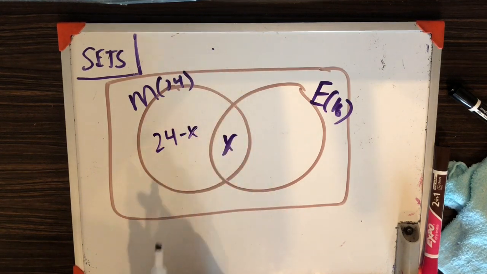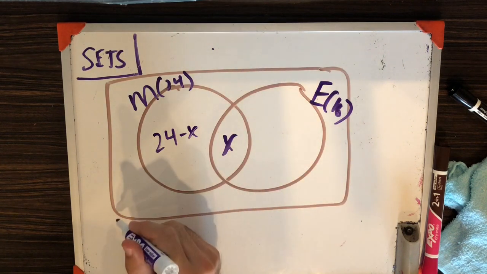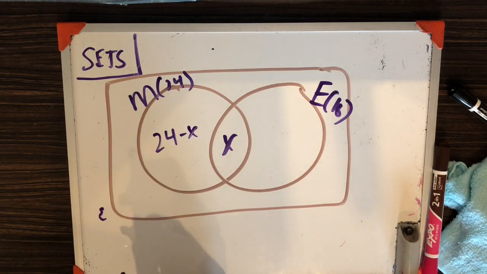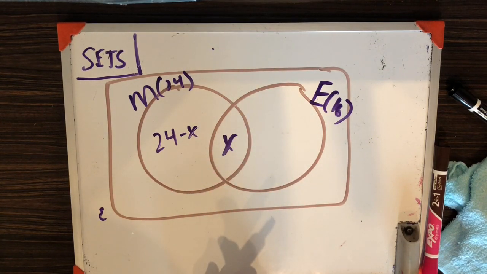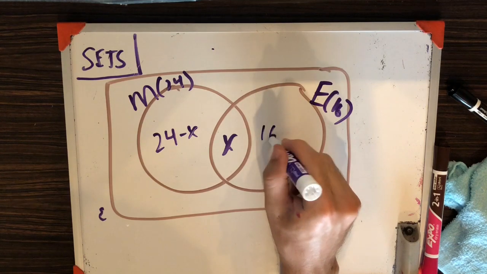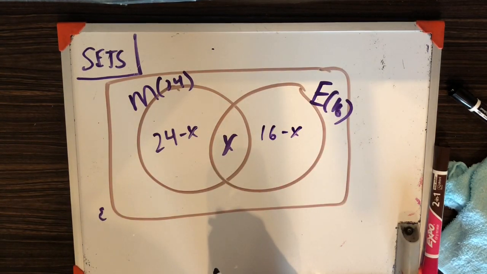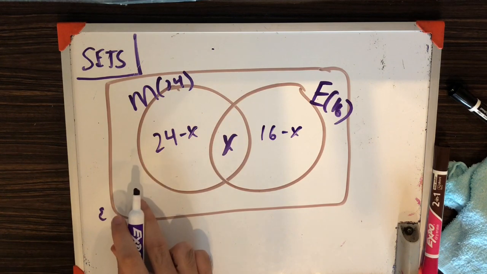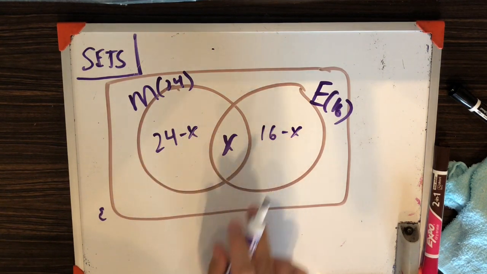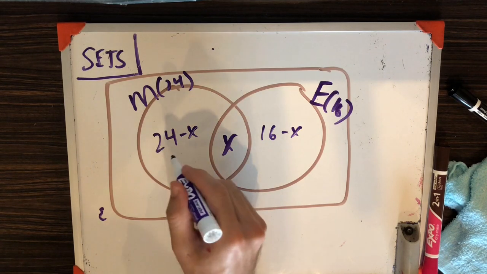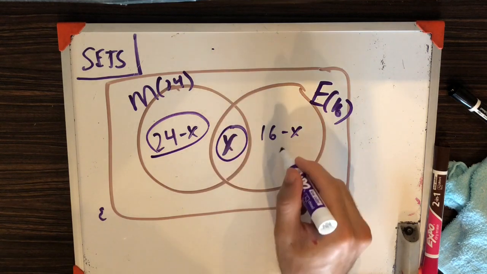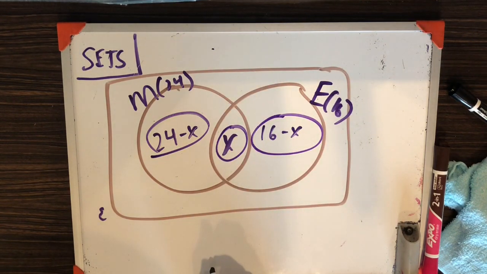Now it does mention everyone studies something, so there shouldn't be anything in your universal set outside of these two sets. Okay. So 24 minus x, 16 minus x, okay? We have everything we need here. Again, there's no one outside who's not studying music or ecology. So, how can I set this up? I know 24 minus x plus 16 minus x is equal to 35 students.